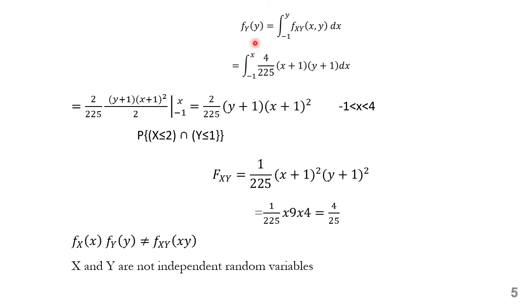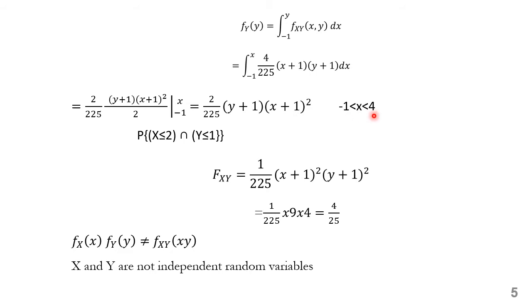Similarly, let us find Fy(y), that is we have to integrate the bivariate CDF with respect to x. So it is 4/225 (x+1)(y+1) dx. And when we substitute the limit -1 to x, we get 2/225 (y+1)(x+1)^2 for all the values of x between -1 to 4.